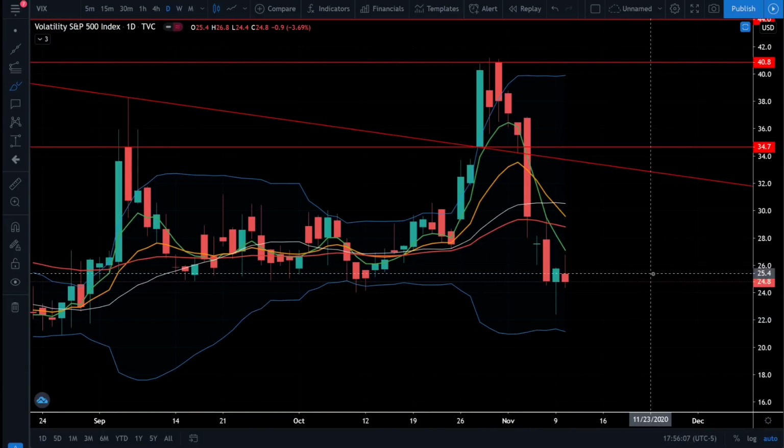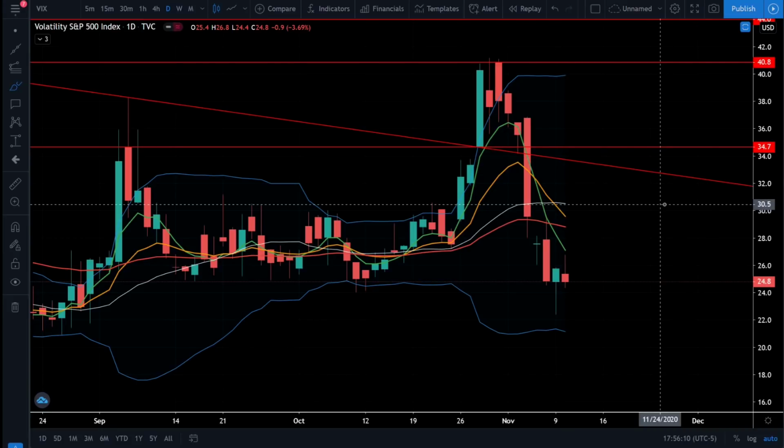Next up is the VIX, which is our fear indicator, and we see the VIX going down today even though the market was pretty flat.